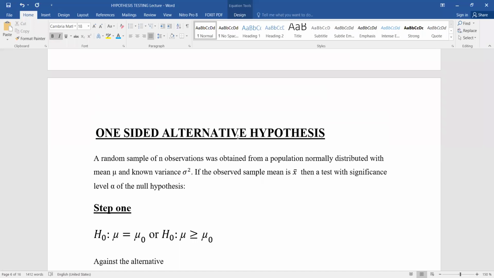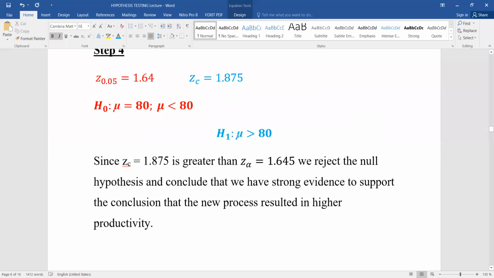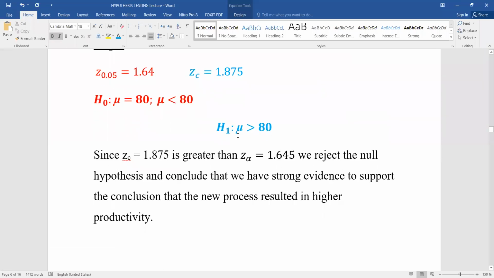Hey, please, you need to see the conclusion. Again, it is there. Good.